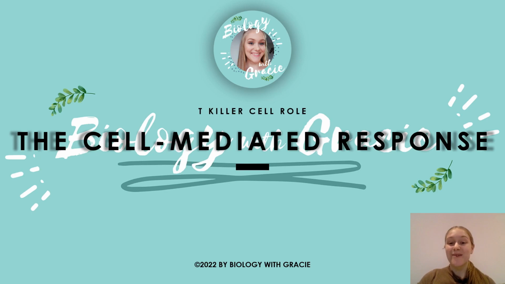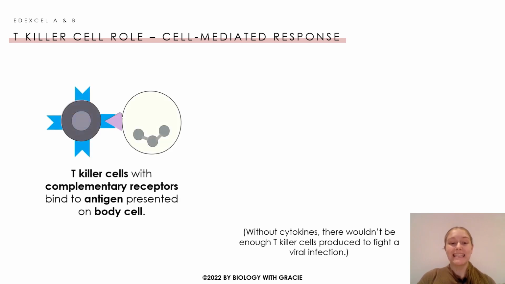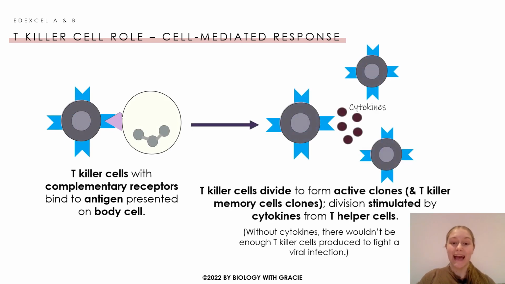But anyway, we're going to go on to the cell-mediated response. So this mainly involves the T killer cell. The role of the T killer cell. So T killer cells have complementary receptors which bind the antigen presented on the body cell. And then these T killer cells divide to form active clones and T killer memory cell clones as well. So the division is stimulated by cytokines from T helper cells, which we talked about previously.